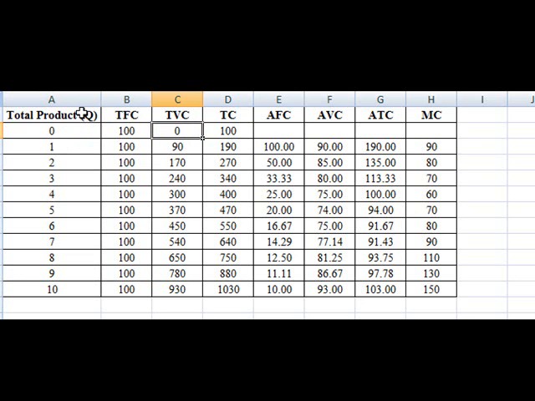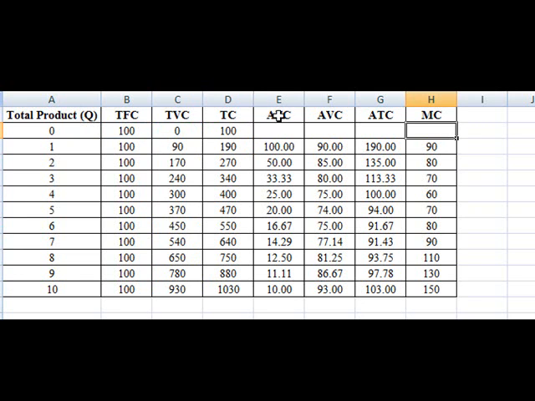Now variable cost when I have no production is going to be 0. However, as I increase production, I expect this to go up. So in order for me to find total cost, it is the sum of the fixed plus the variable cost.